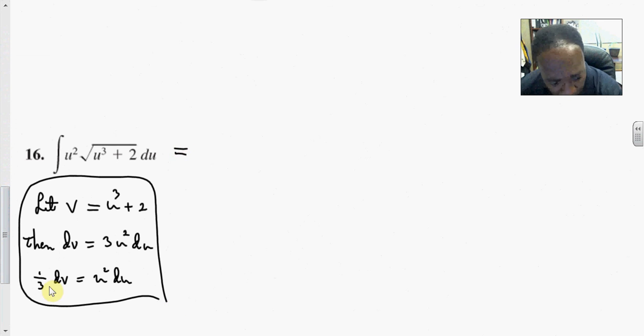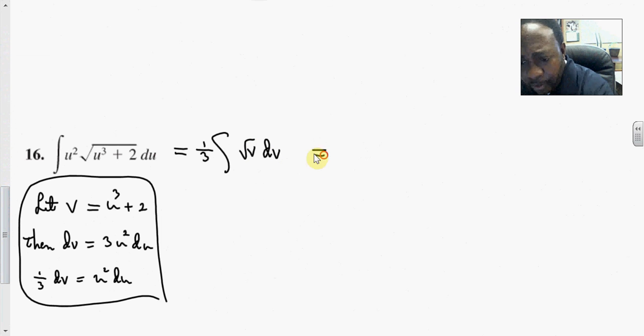So 1/3 dv will represent the u squared du. So 1/3, this is the integral of, here, this is the square root of u cubed plus 2. This is the square root of v. And here, this is dv. And we can write this as the integral of v to the 1/2 dv.